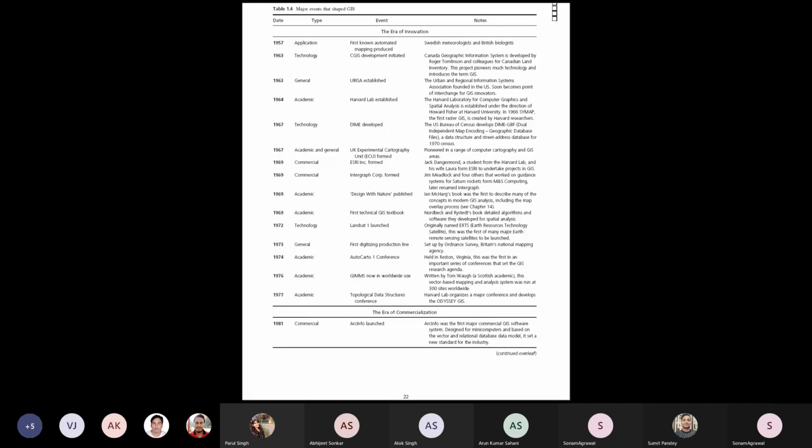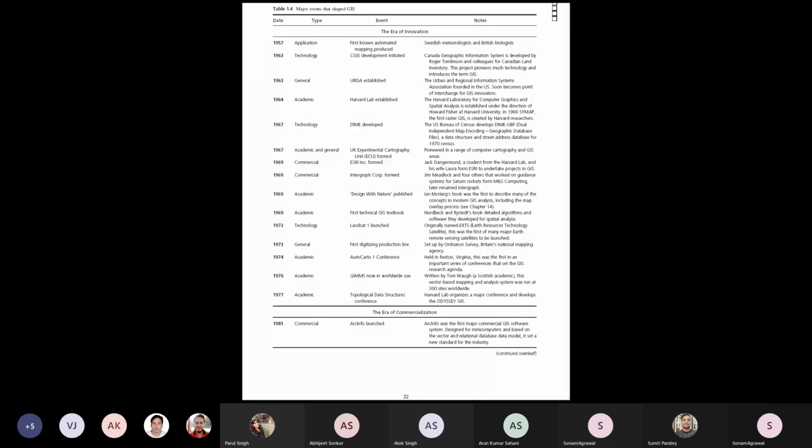Now, next one is 1969. In this particular year, a book called Design with Nature was published. Later on, it will come in our discussion. But here it is just written that in the year 1969, Design with Nature, this book was published. Why is this book specifically mentioned in this section? Because the author of this book was Ian McHarg. And in this book, he has given the concept of overlay analysis.